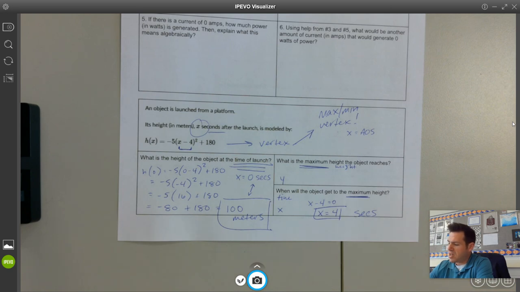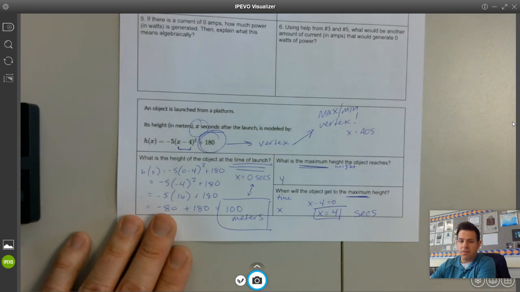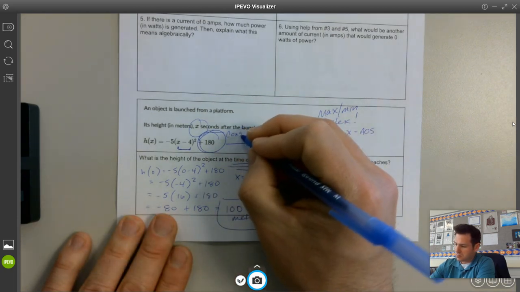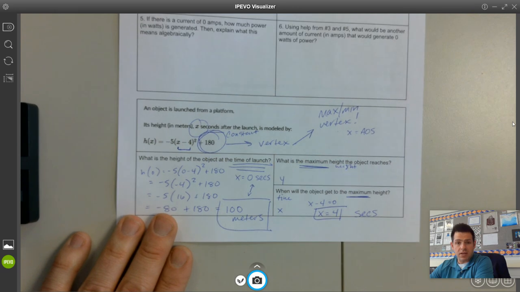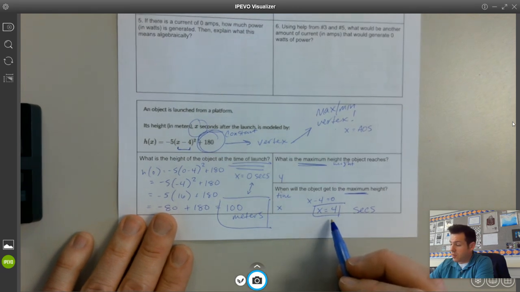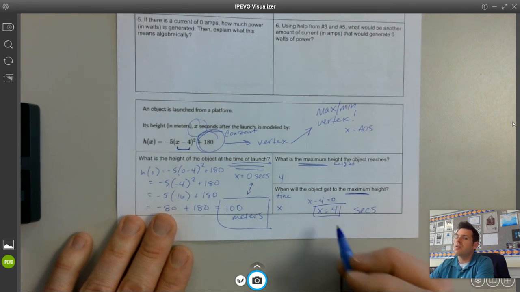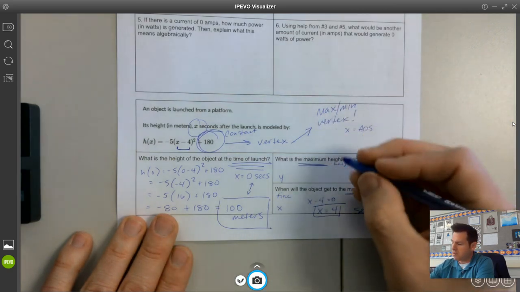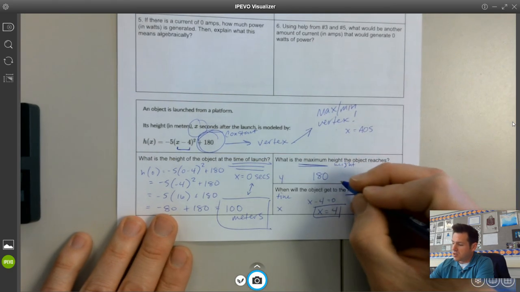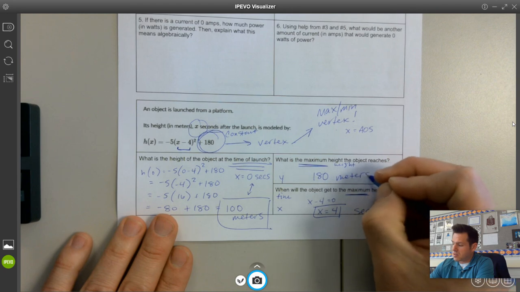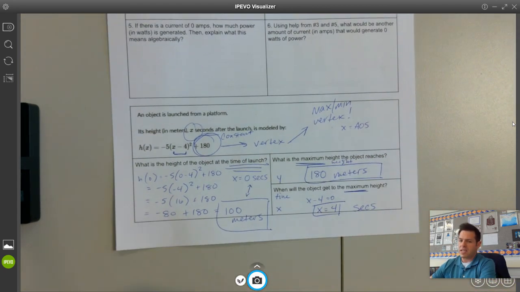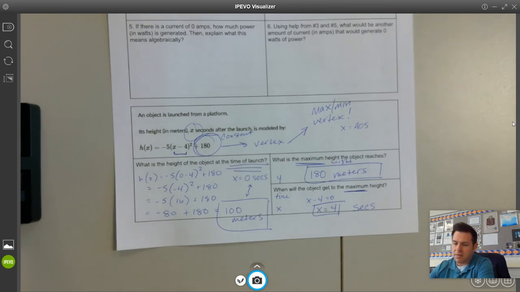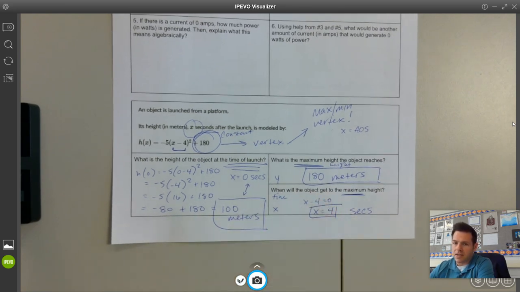Up top here, what is the maximum height the object reaches? That's usually the constant on the back end of the vertex. All right, so here we know that the maximum height would happen at 4 seconds. The maximum height actually in this problem is 180 meters. So again, when it comes to maximum, not a lot of work on the vertex side of things. We really like the vertex to give us that information.